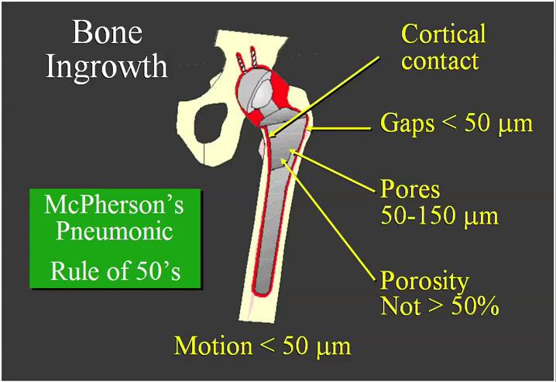So putting it all together for the test, remember the best way that I put together for this is the mnemonic of the 50s. For bone ingrowth, you want cortical contact, you want your gaps less than 50, pores between 50 and 150, porosity not greater than 50, and micromotion less than 50. And if you see those numbers and you see a difference of different choices, if you remember the mnemonic, that gets you in the range. And they're not going to really test you real close numbers. They'll put numbers that are far out to the left and far out to the right. And if you can remember these numbers, that'll get you into the ballpark. Okay.